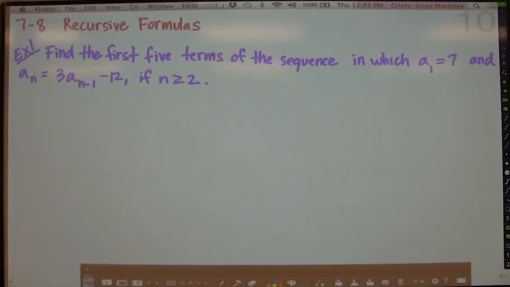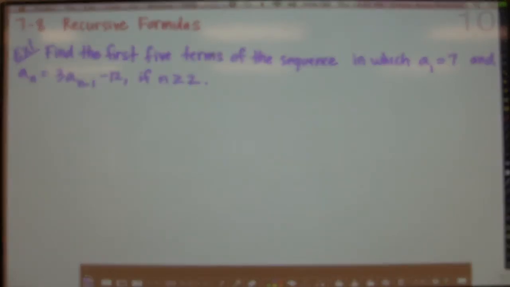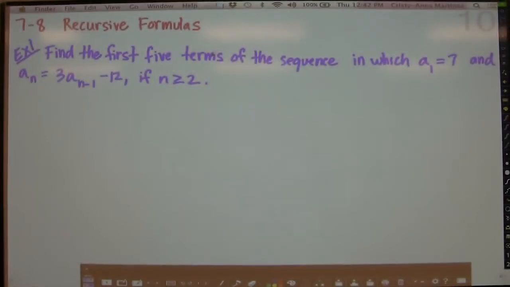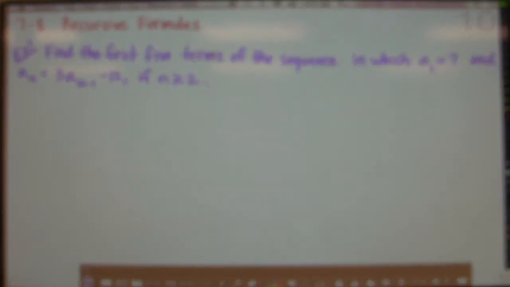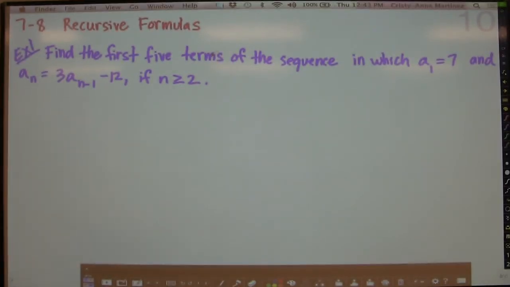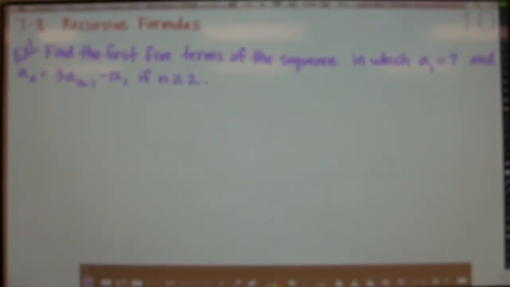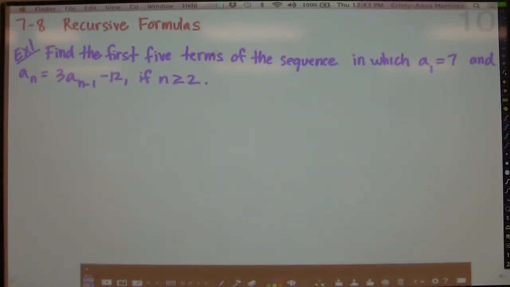This is the last section in the chapter, so you know that a test is coming your way very, very soon. Before we get started with the example at hand, I just want to define for you the difference between a recursive formula and what you've seen up until now, which is an explicit formula. Explicit formulas are like the things that you've been graphing, like y equals mx plus b. Something that says y equals 2x plus 3 would be an example of an explicit formula. An explicit formula allows you to find any term of a sequence by using a variable.